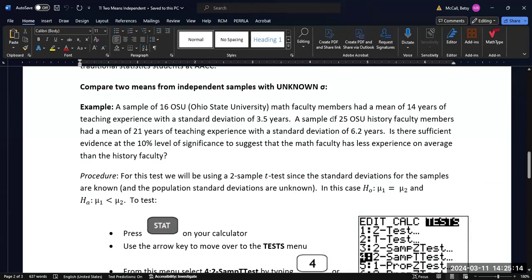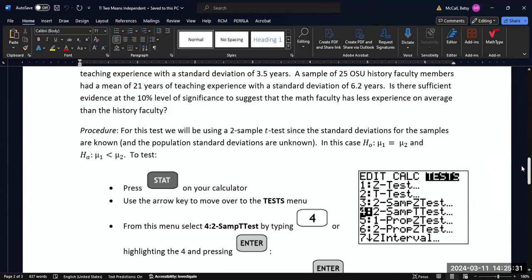And notice that they're talking about the sample standard deviation in both of these statements here. They're not talking about the standard deviation of all the math faculty, only the standard deviation of this sample of math or history faculty. So that is our t-test.